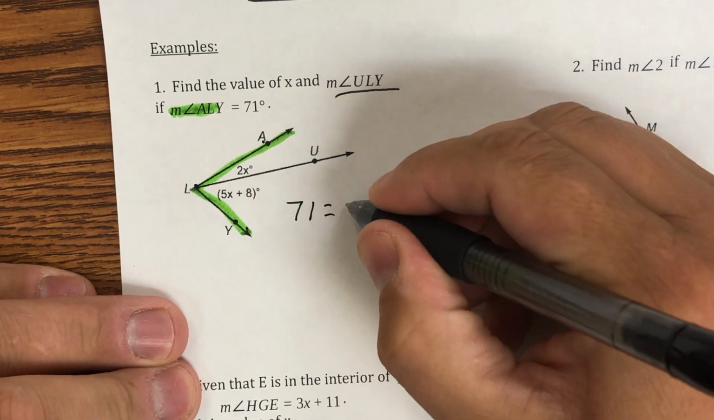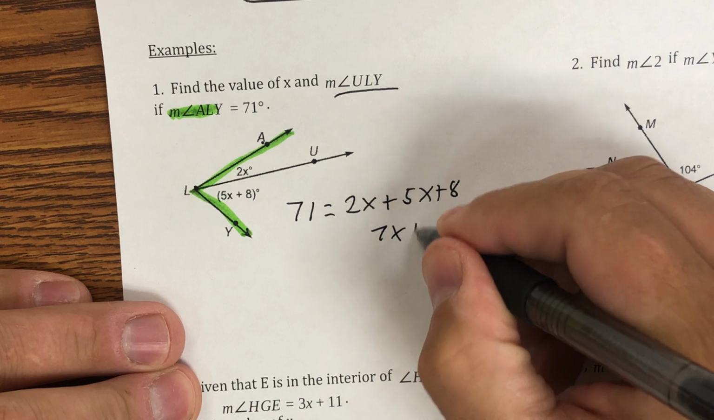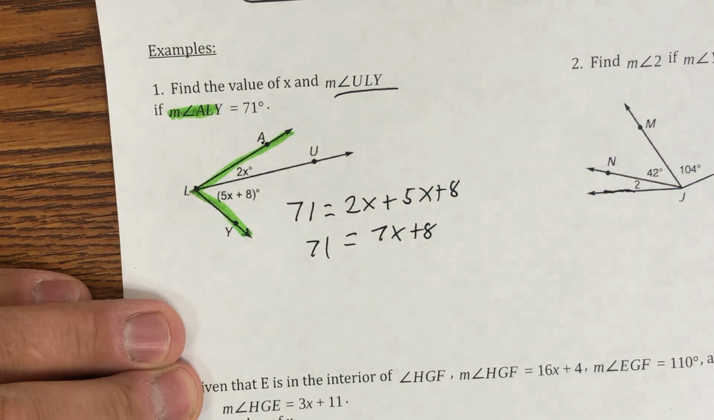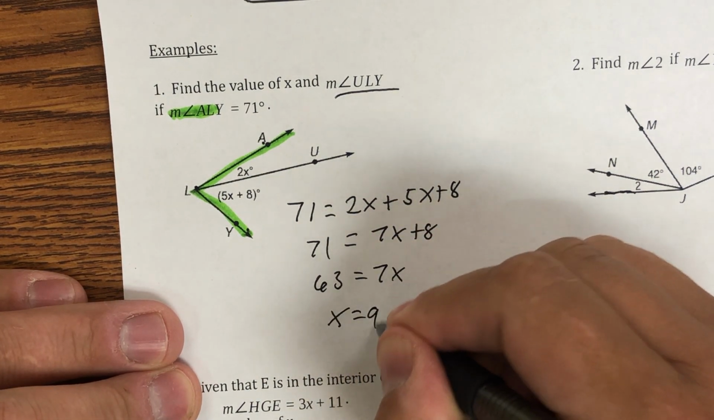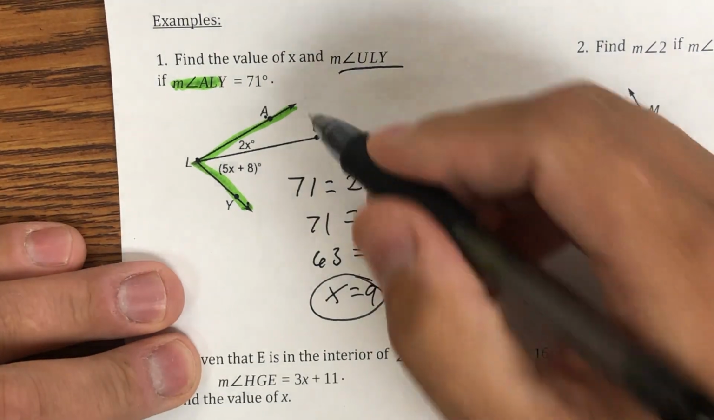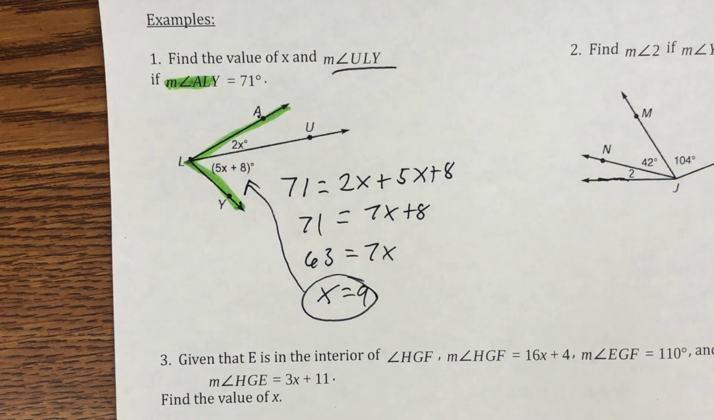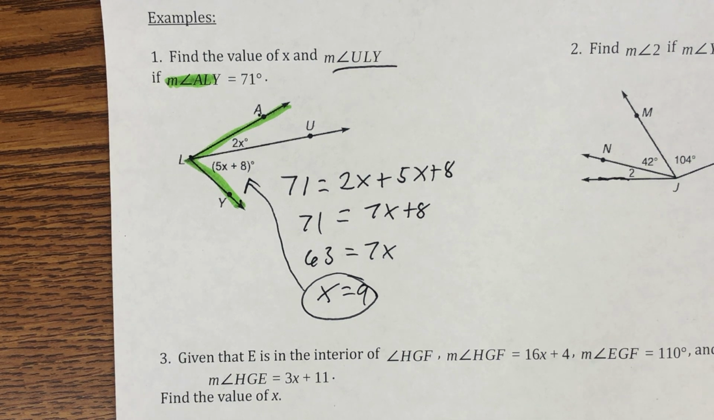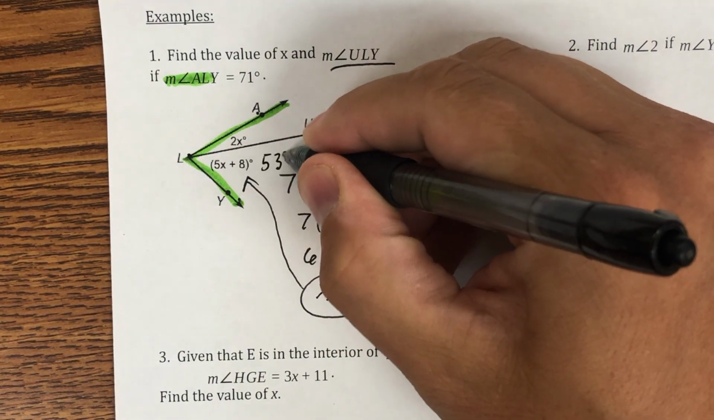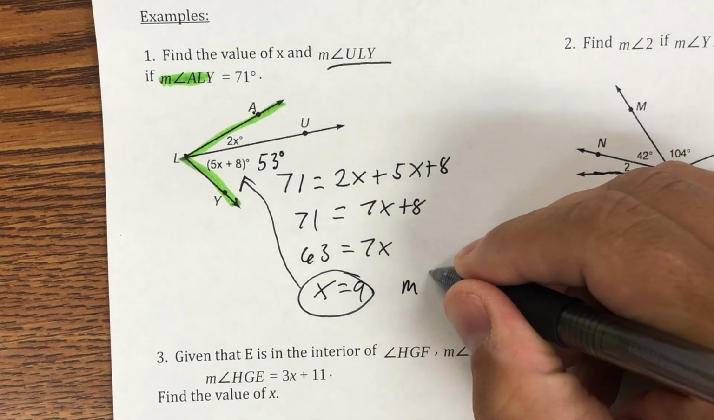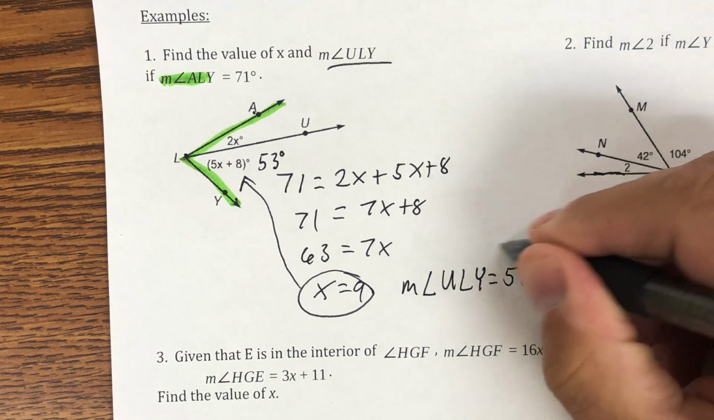So 71 equals 2x plus 5x plus 8. Combine like terms. 7x plus 8 equals 71. Subtract the 8, and we get 63 equals 7x. X is equal to 9. So we found x. We're also supposed to find ULY, so I have to plug x back in. For the most part, when I'm plugging them back in, I'm doing that in my head. 5 times 9 is 45 plus 8. 45 plus 8 gets us 53. So this angle's 53 degrees when I put x back in. Labeling it out, measure angle ULY is equal to 53 degrees.